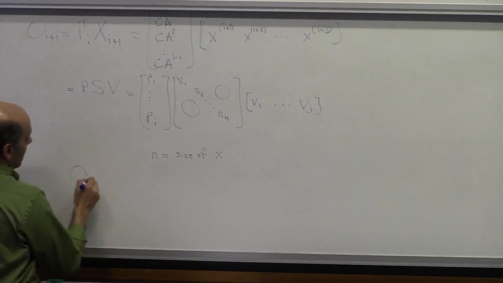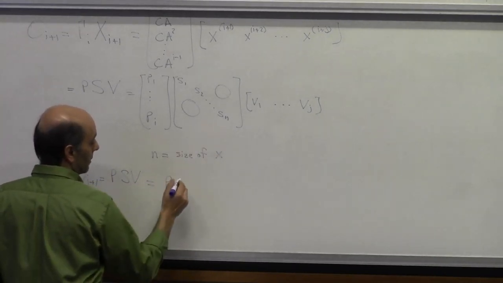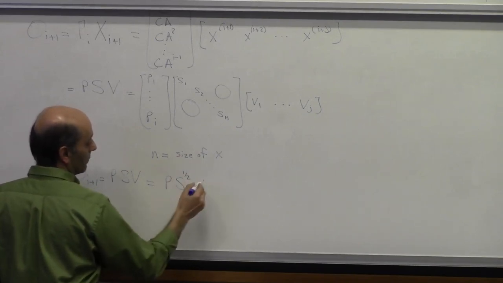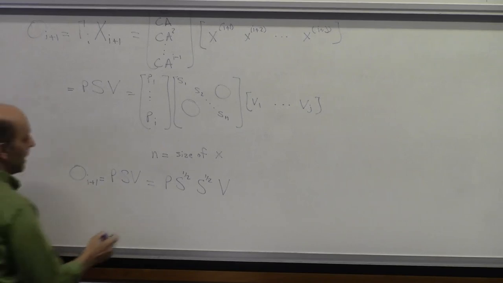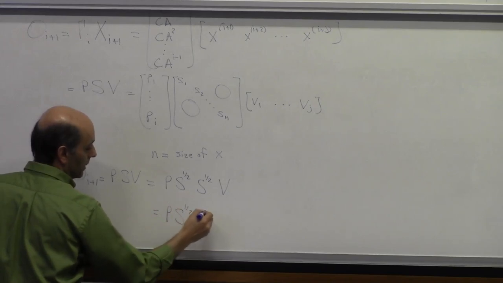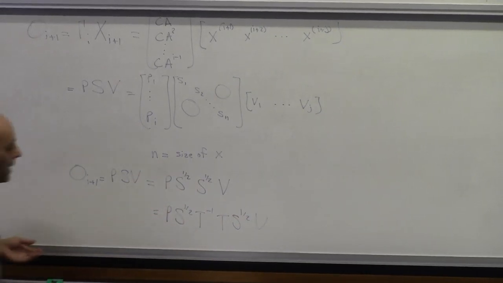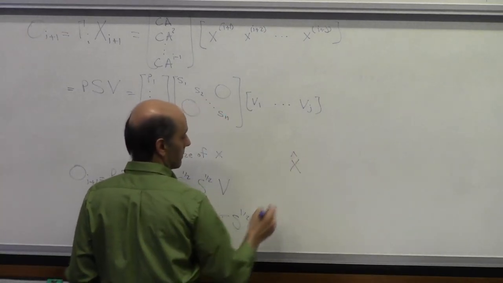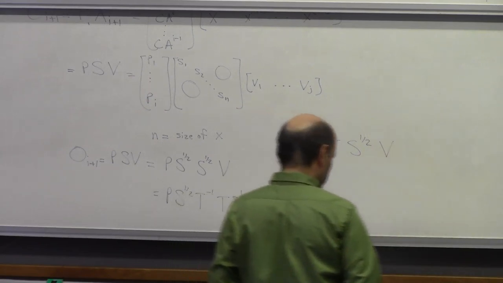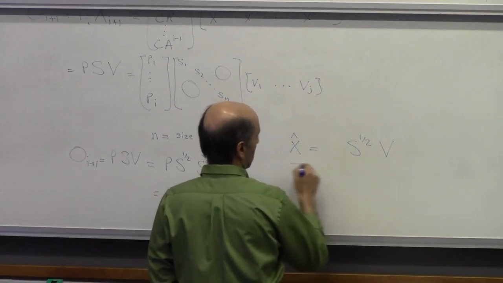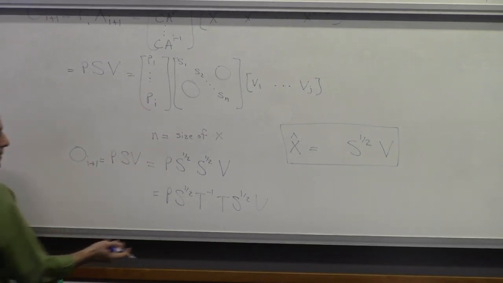So basically, for the thing that we computed, we find its singular value decomposition, P S V. We can, of course, always write it as P times the square root of this S matrix, S one half, times V. S one half means the square root of this diagonal matrix. It's just the square root of each element. And that's also equal to P S one half times T minus one, times T S one half V, where T is some arbitrary matrix that I can find its inverse. And so now, if I say that my estimate x hat is equal to this thing, T S one half V, you see that x hat is related to the true state x by just some linear transformation T.